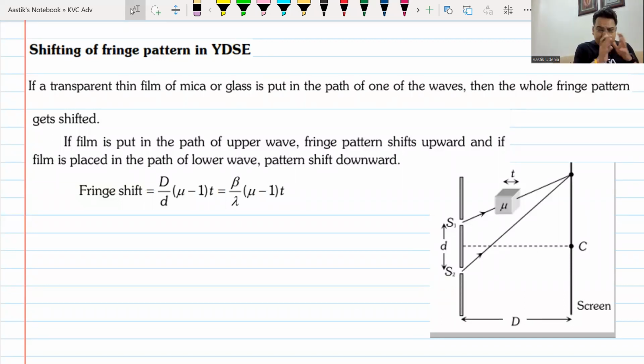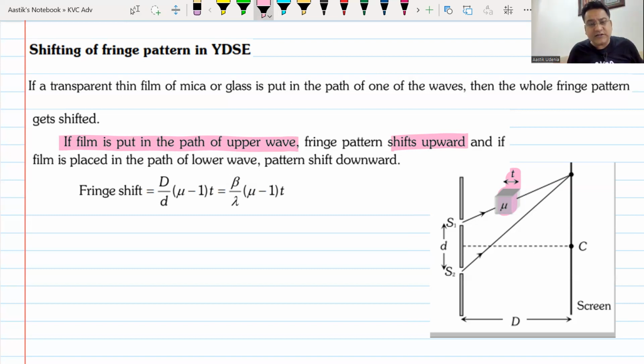Now, because of this optical path and geometrical path, if you place a slab of glass or mica of thickness t in front of any one of the slits, you can also place it in front of the other slit, the fringe pattern gets shifted. If a film is put in the path of the upper slit, the fringe pattern will shift upwards. If you put it in front of the downward slit, it will shift downwards.